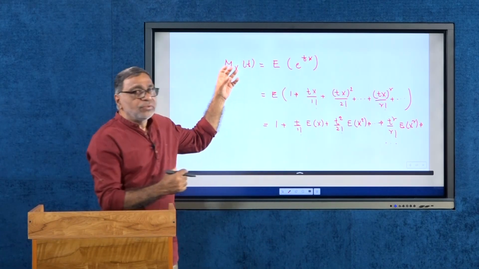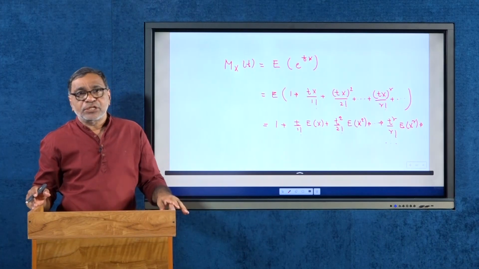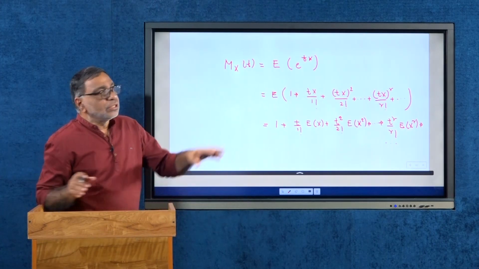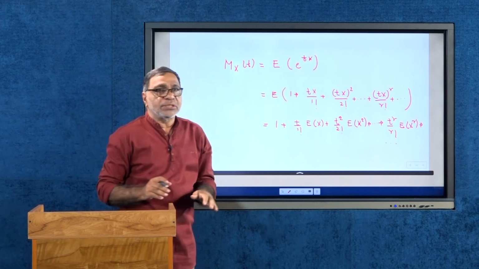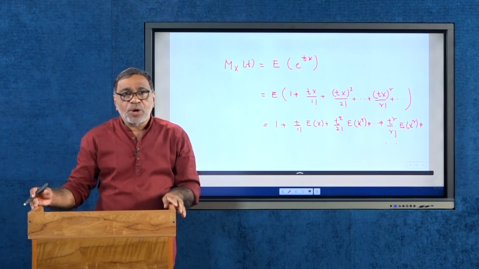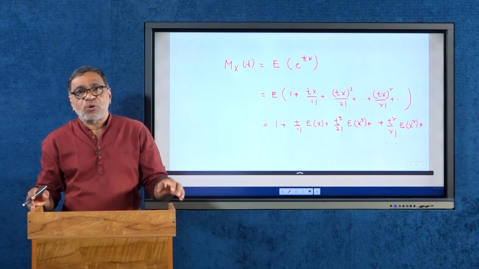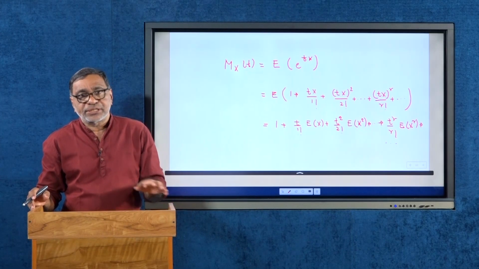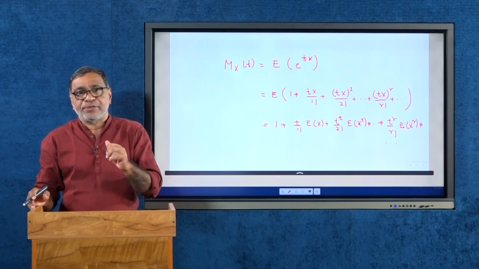So, when we are considering the moment generating function, by definition it is the expectation of e power tX. Using the expansion of e power tX, you can write this expression as the expectation of 1 plus tX divided by 1 factorial plus (tX) whole square divided by 2 factorial plus etc., up to (tX) power r divided by r factorial plus etc.